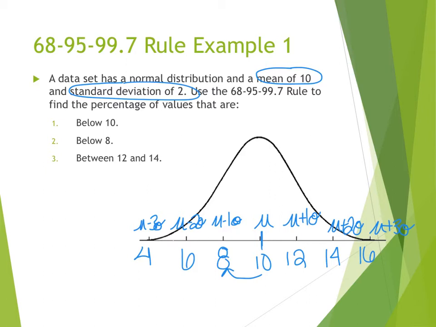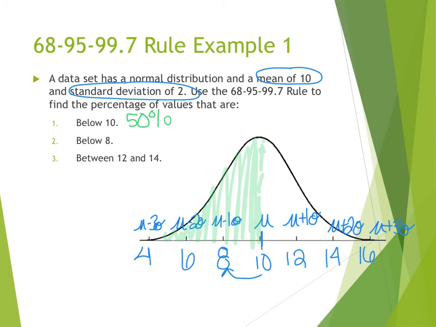Now you can take that information and you can answer those questions. So the first thing says below 10. If I'm looking at below 10, well, 10 is my mean. So if I'm looking at below, that green shaded area there, 50% of our data should fall there because the mean is in the middle.